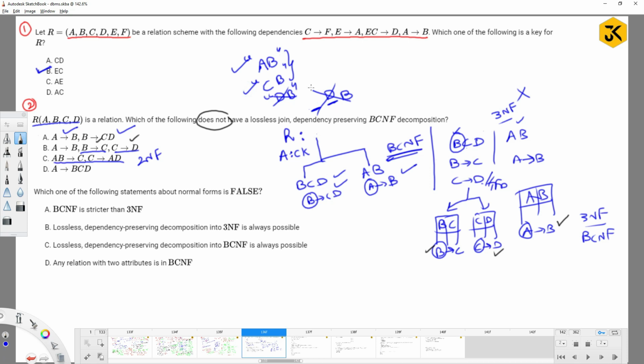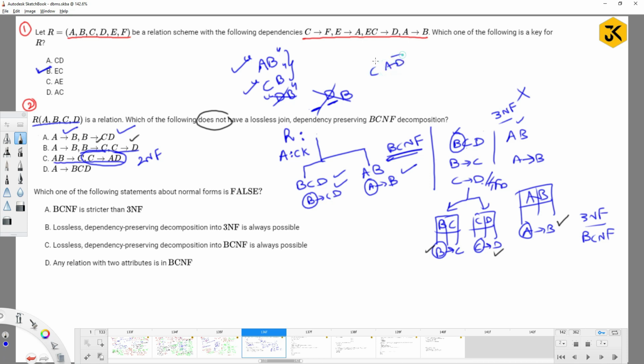Now you can answer. Is it in 2NF? So AB determines C is okay. What about C determines AD? Now C is a part of a candidate key, right? C is a prime attribute. A is a prime attribute, but D is a non-prime attribute. So definitely it is not in 2NF. So when it is not in 2NF, you have to make it into 2NF. So how can you make it into 2NF?